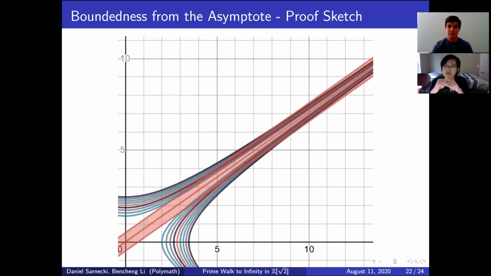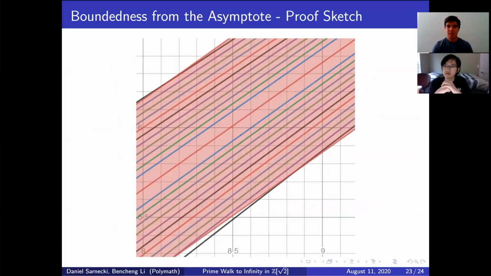Here's a picture of what we're talking about here. This shaded red region is an example of a bounded region, and then these curves here are the norm curves that we were talking about, and you see that eventually they enter the region. And here's a close-up of what we're talking about right here. We're seeing how many of these curves we can fit inside the red region.